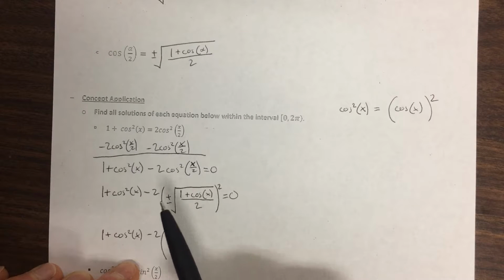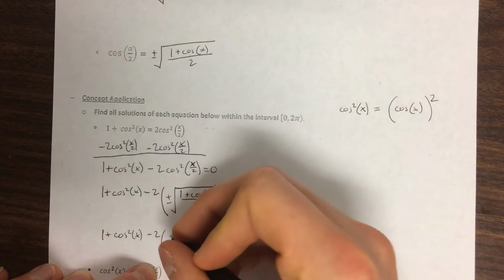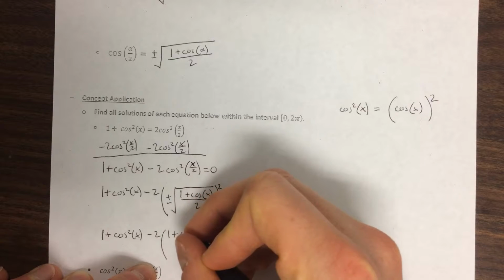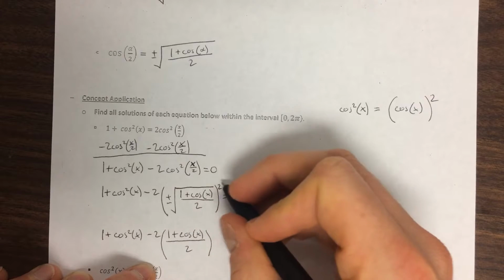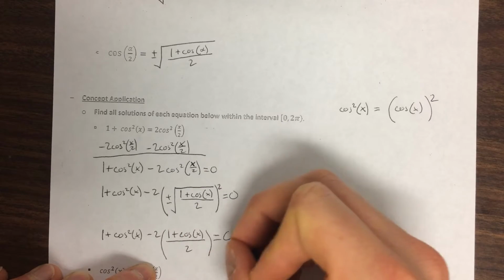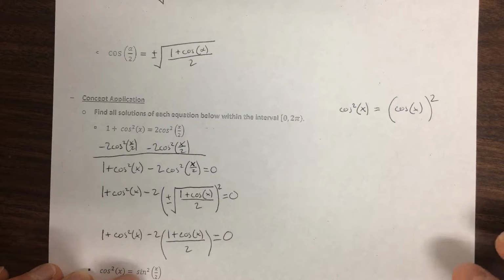And the square root. A square root squared, those are inverses. So actually the positive and negative is going to go away, and the square root is going to go away. So that what we have left is 1 plus cosine x over 2. The square goes away due to what we just talked about. And so we would be left with this.